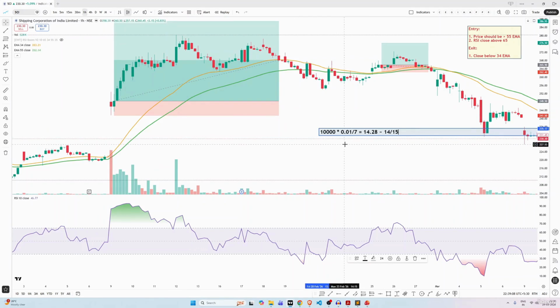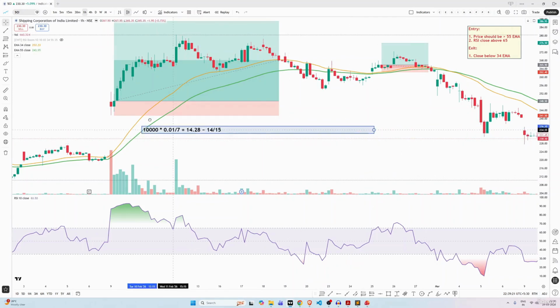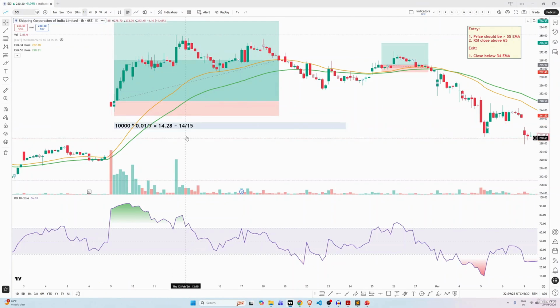which is 1000 in this particular case. 1000 rupees, right? It could be dollar depending on what stock you are trading, in which market you are trading, right? So that's how you calculate the position size. So in this particular case, the position will be 14 or 15 stocks.